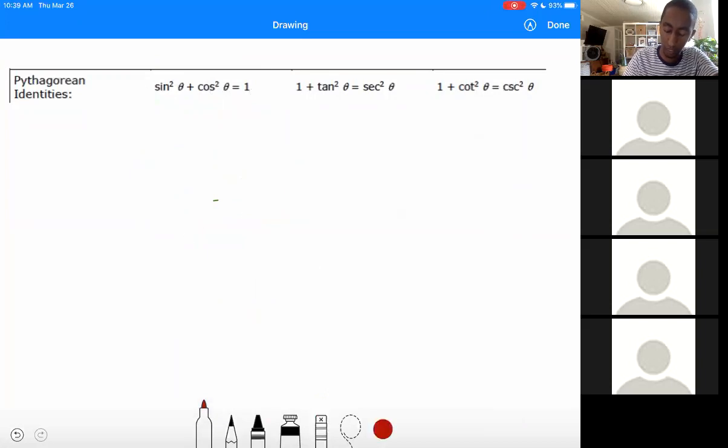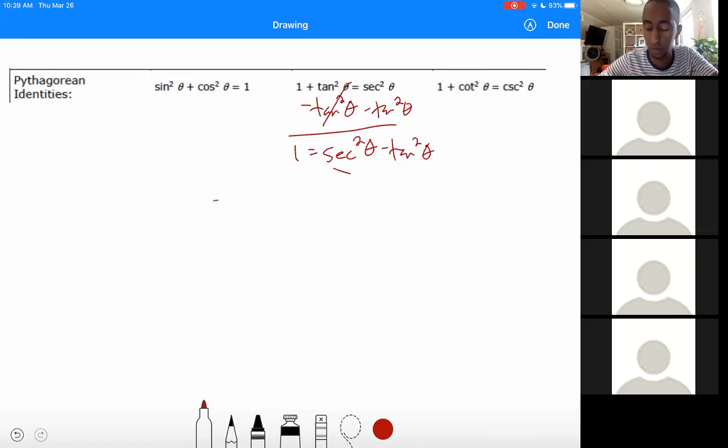Now the same can be said for this. Even though that's one identity, you can manipulate that identity. If you just move this over, it would be 1 equals secant squared of theta minus tangent squared of theta. So anytime we see secant squared of theta minus tan squared of theta when simplifying, we can change that to 1. Give me a minute to write that down. All right.